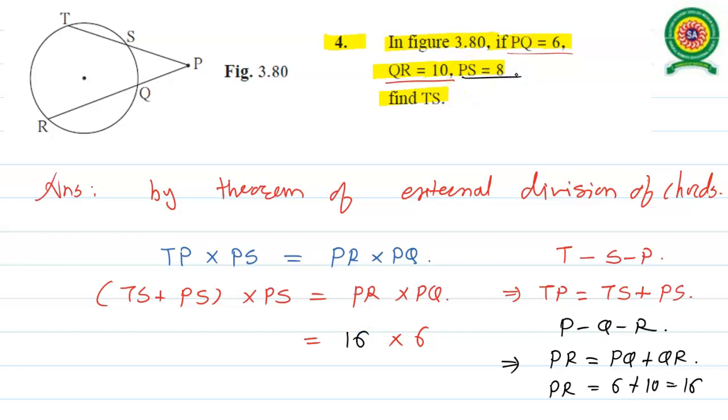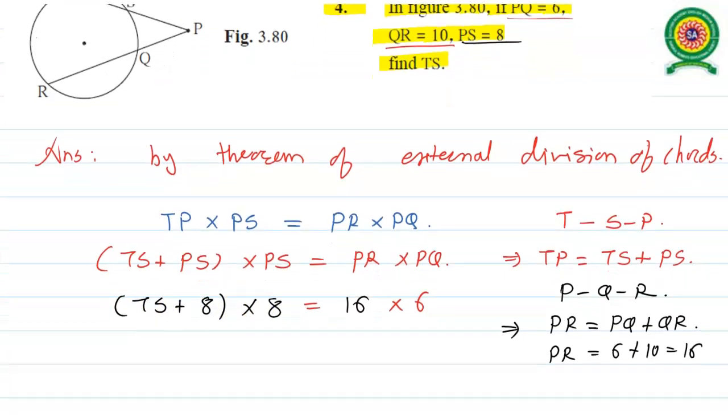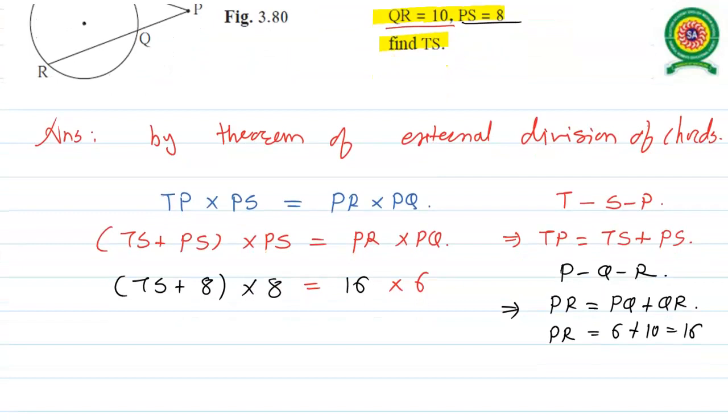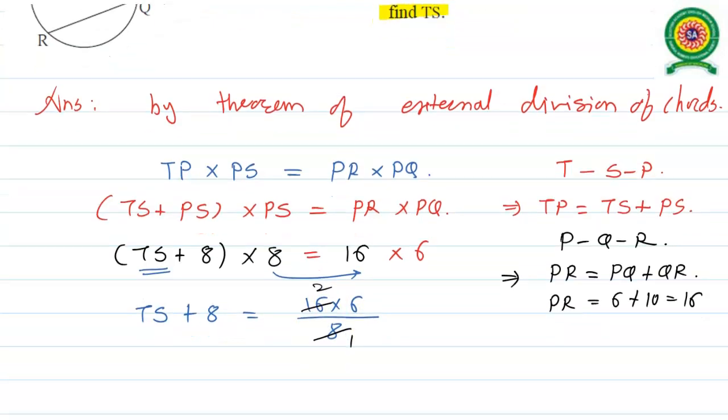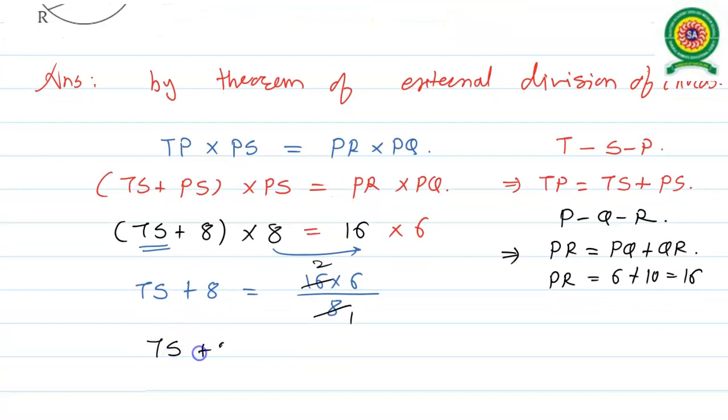Next, the value of PS is given as 8. So TS as it is, PS is 8, again PS is 8. Now what shall we do? To find the value of TS, first of all try to shift that 8 from LHS to RHS. 8 is a multiplier; after shifting it becomes a divisor to 16 into 6. Now everyone knows 8 ones are 8, 8 twos are 16. So we are getting TS plus 8 equals 6 twos are 12.